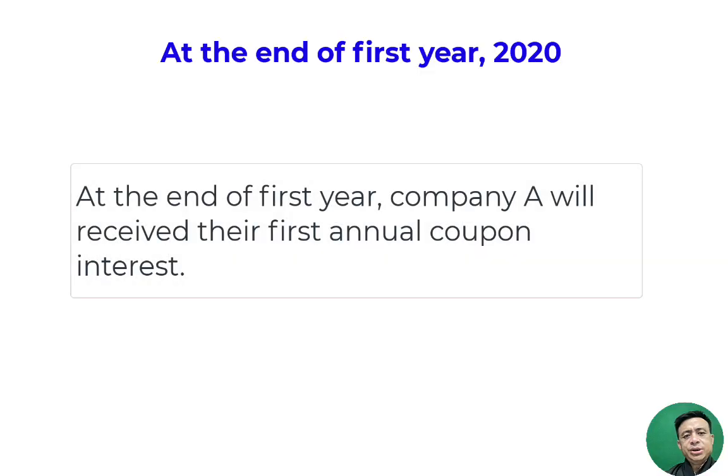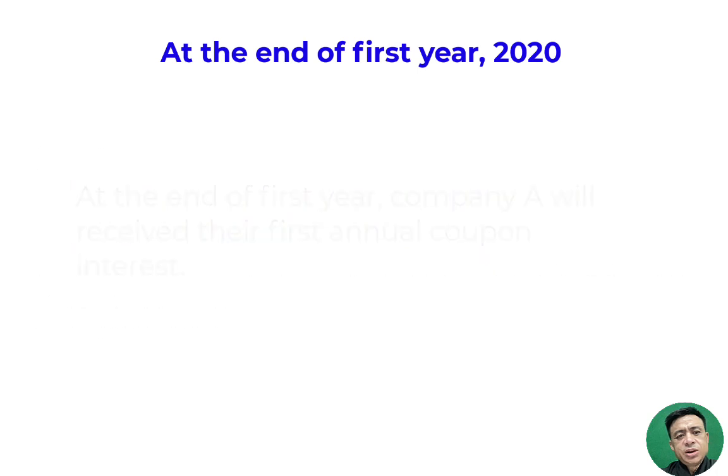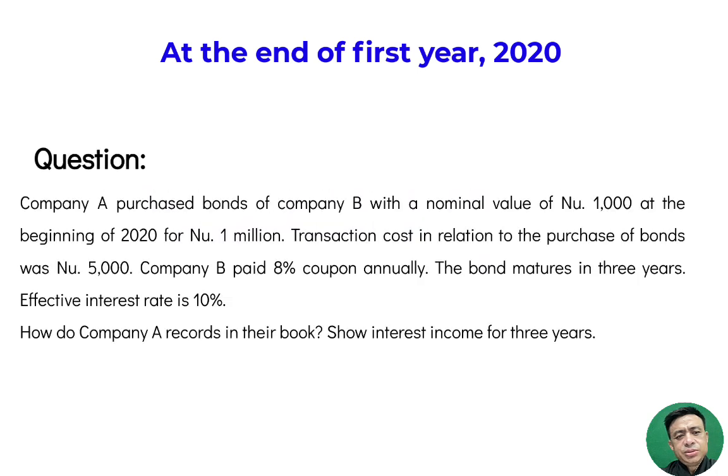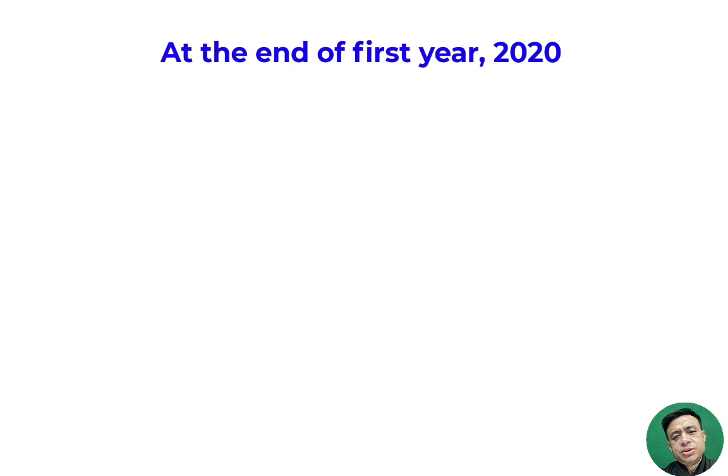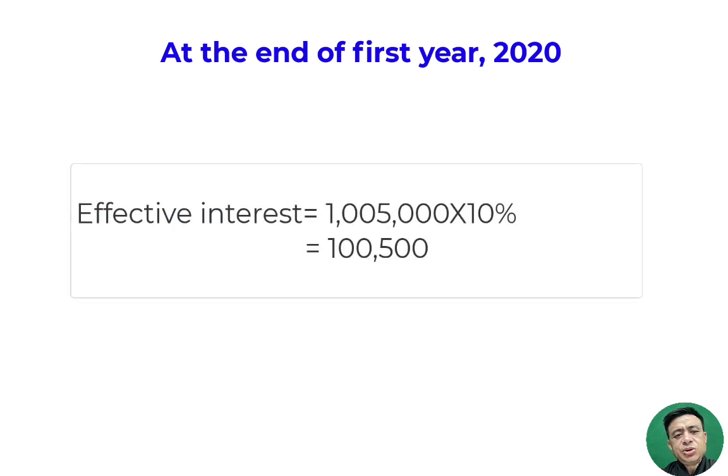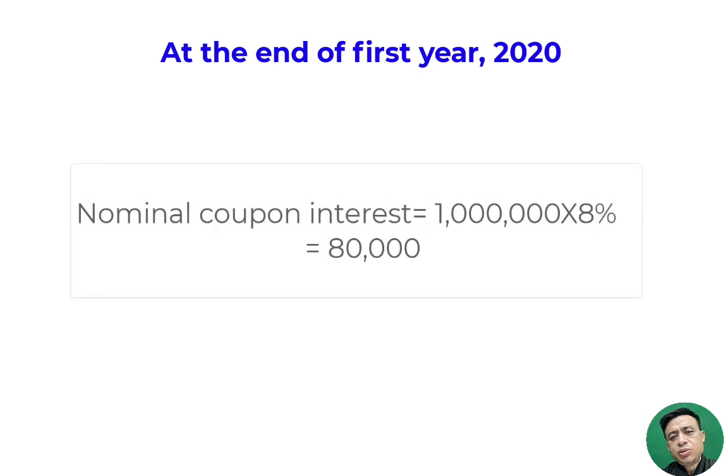At the end of the first year, it is due for company A to receive the annual coupon interest, and they make the following calculation. The cost that they have paid is 1,005,000 and the effective rate is 10%. They calculate 10% on the total cost. And remember, the coupon interest is calculated on the nominal value, the face value. So 8% on 1 million gives us 80,000.